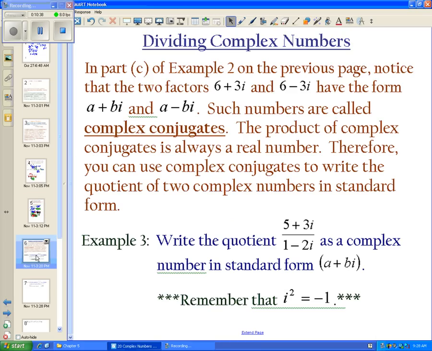Dividing complex numbers. In part C of example 2, on the previous page, notice that the two factors 6 plus 3i and 6 minus 3i have the same form, a plus bi and a minus bi. Such numbers, as I said, are called complex conjugates. The product of complex conjugates is always a real number. Therefore, you can use complex conjugates to write the quotient of two complex numbers in standard form. So let's try this.